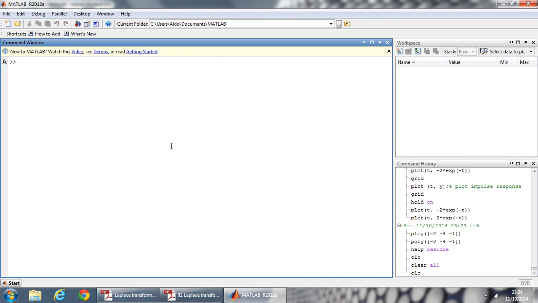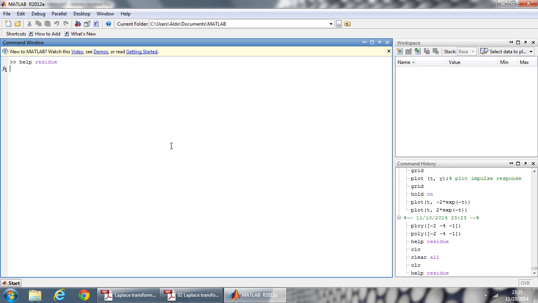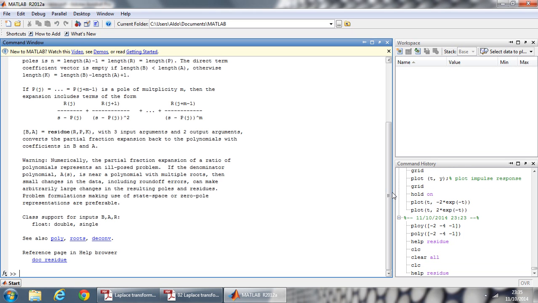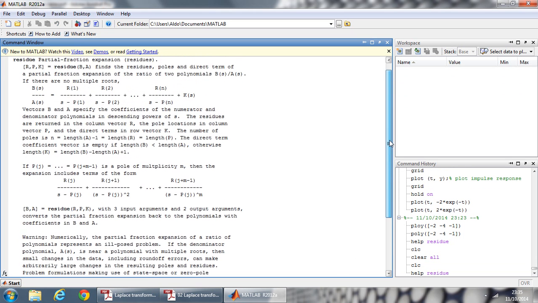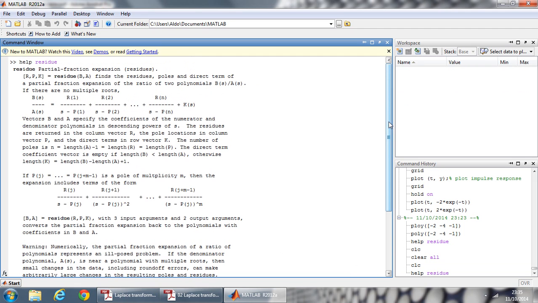To learn how to work with the command residue, or any other commands in MATLAB, you need to use the command help. For example, if I want to know how to use the command residue, I type in the MATLAB window help residue, and MATLAB will give me all the information on how to use the command residue.